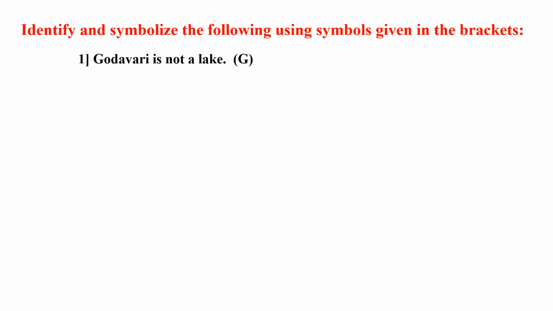Godavari is not a lake, and G is given for Godavari is a lake. And for not, we are using the symbol curl. And what type of statement is it? Negative statement. Let us see the component. Godavari is a lake and the connective is not. So it is a negative proposition. Symbolic form will be curl G.